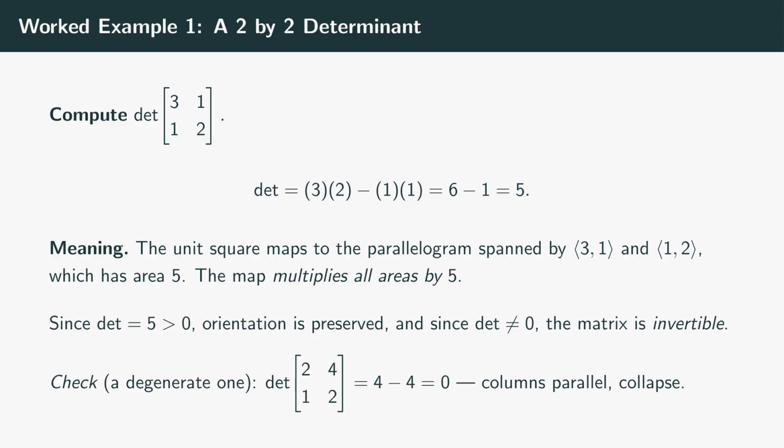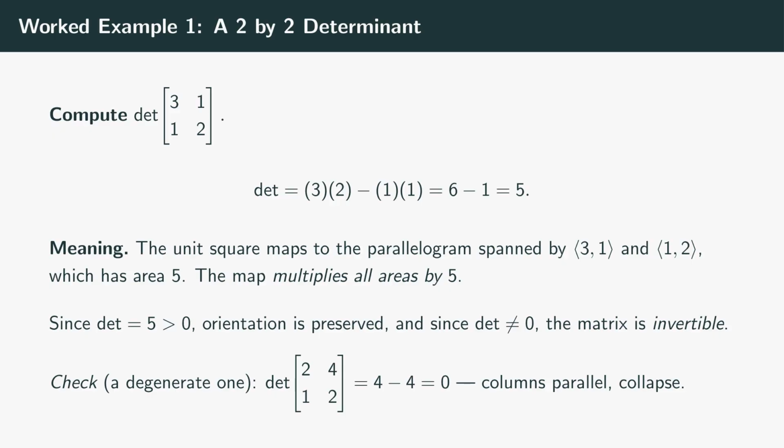Let's compute one. Take the matrix with first row 3, 1 and second row 1, 2. The 2x2 determinant is the top left times the bottom right minus the top right times the bottom left. 3 times 2 minus 1 times 1, which is 6 minus 1, or 5. What does 5 mean? The unit square maps to the parallelogram spanned by the columns 3, 1, and 1, 2, and that parallelogram has area 5. More broadly, this matrix multiplies the area of every region by 5. Because the determinant is positive, orientation is preserved, and because it is not 0, the matrix is invertible.